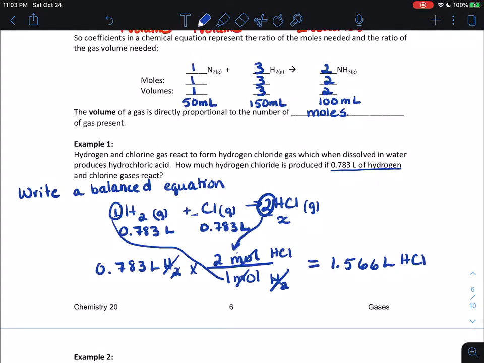Now, I do need to remember significant digits. Remember, the numbers in front, the coefficients in a balanced chemical reaction, are exact numbers, so we don't worry about significant digits for those. You just go back to your question. It's 0.783, so 3 significant digits. So this is 1.57 liters.